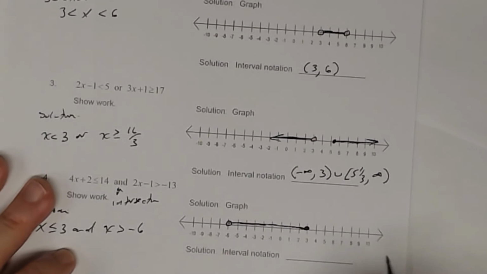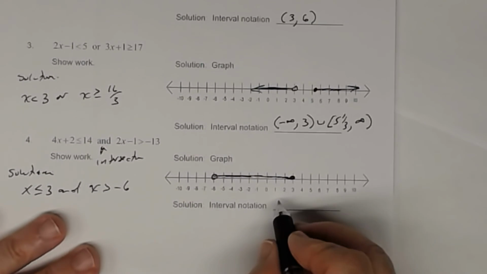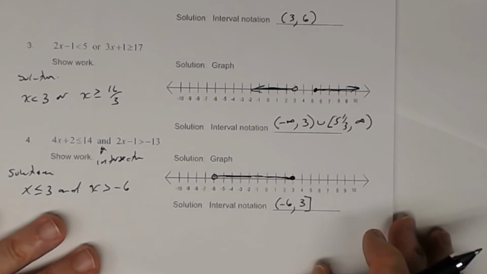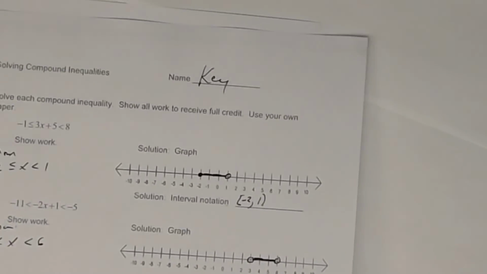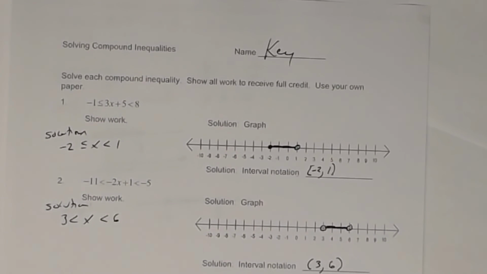And then the interval notation always goes from smallest to largest. So we go in parentheses negative 6 all the way to 3 with a bracket. All right? So that is the key to the worksheet on solving compound inequalities.